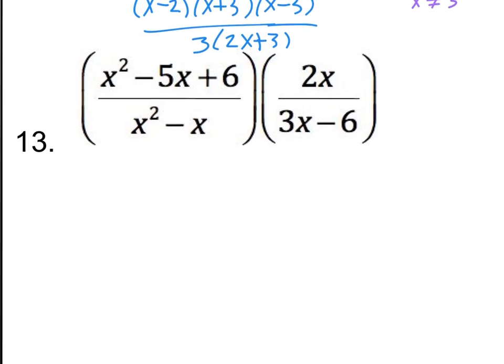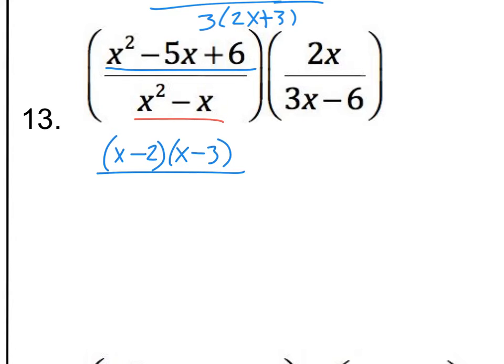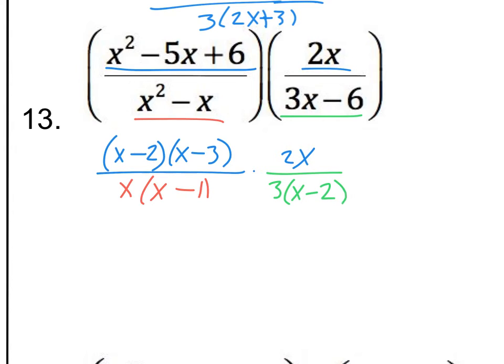Finally, for this section, we're going to look at a multiplication problem, starting exactly the same way with some factoring. And the first part is going to factor into x minus 2 and x minus 3, things that multiply to 6 and add up to negative 5. For the bottom part, both of these have an x in it. That's x and x minus 1. For the next part, nothing factors there. And then I can take a 3 out of both of those, so 3 times x minus 2.